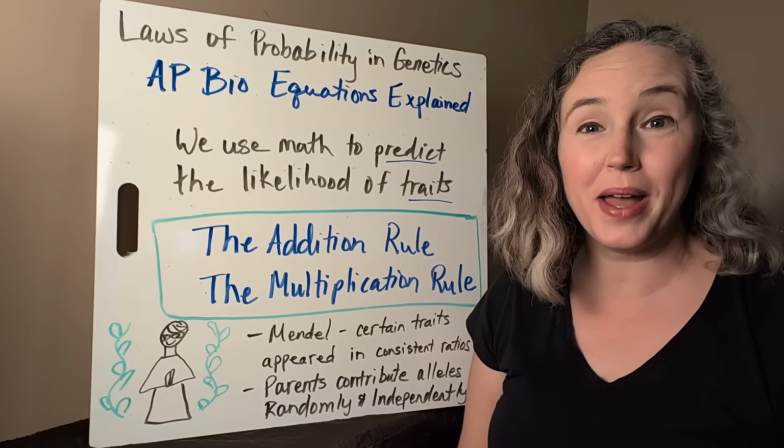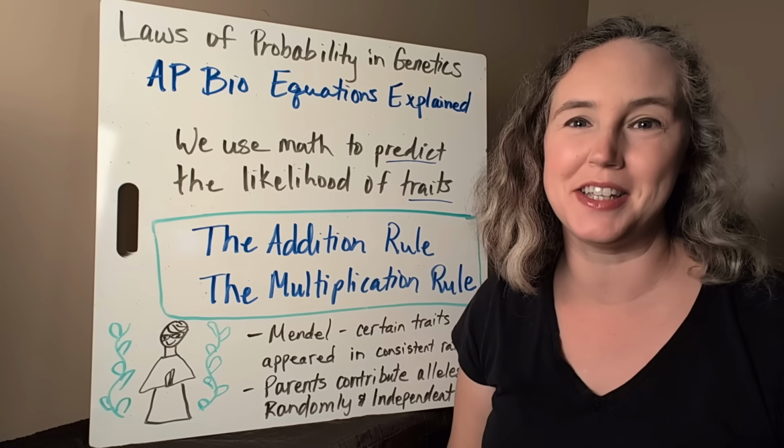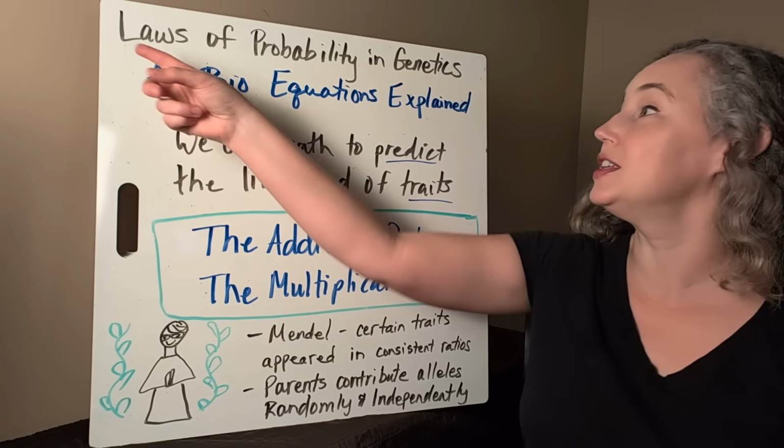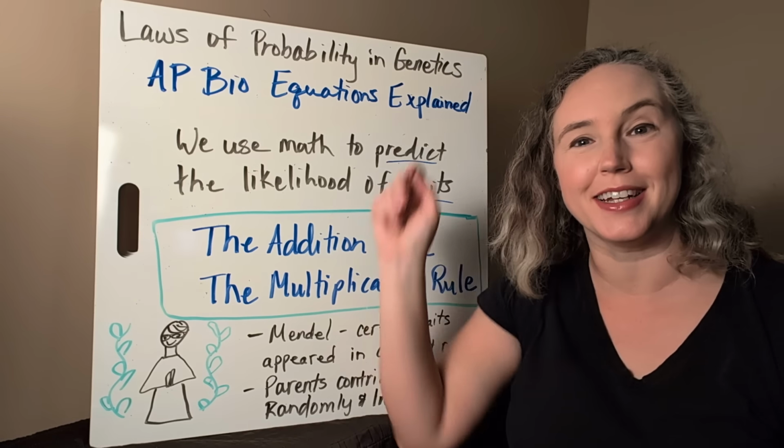Hi, it's Miss Parrott, and welcome back to the AP Bio Equations Explained series. Today we're going to be looking at the laws of probability in genetics.